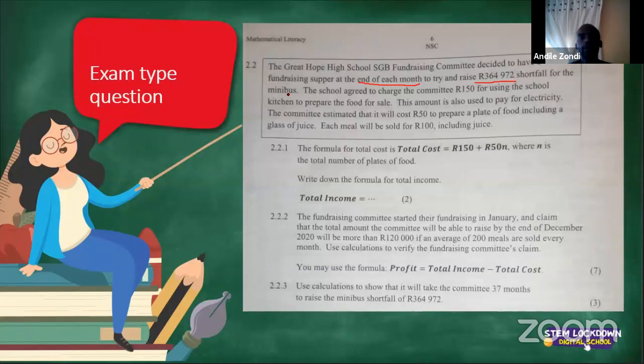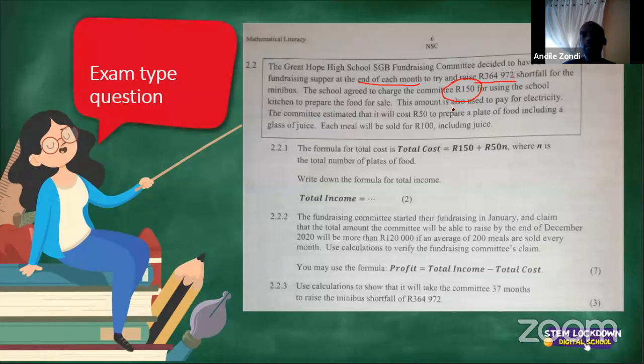Okay, for a minibus, the objective is to buy a minibus. Now then it says the school agreed to charge the committee 150 for using the school hall. So this 150 is a rental fee, which is a once a month fee, right? Okay, obviously, if I were to ask you, is this variable cost or fixed cost, you should be able to tell me that 150 does not change, so it must be a fixed cost.